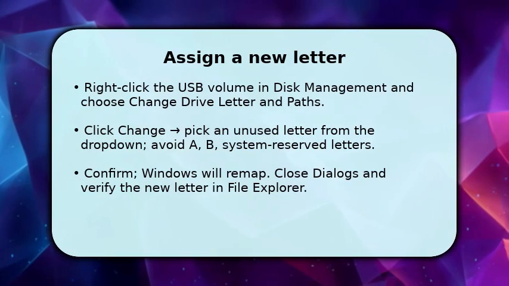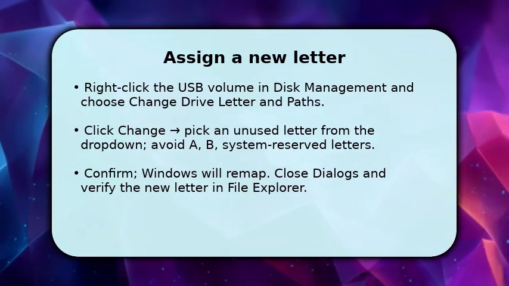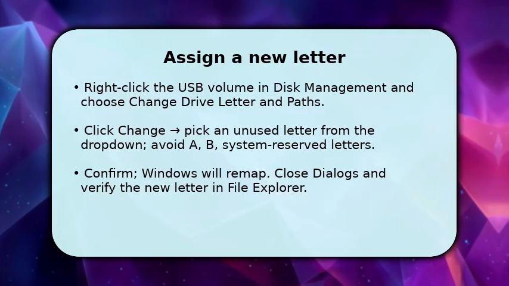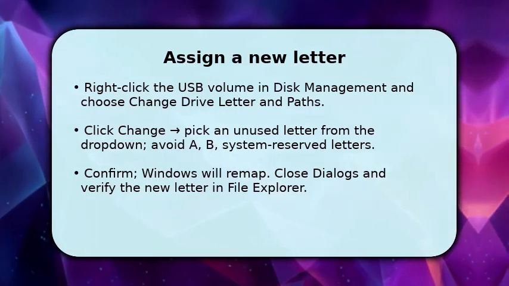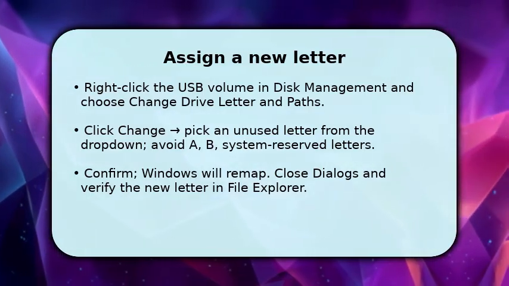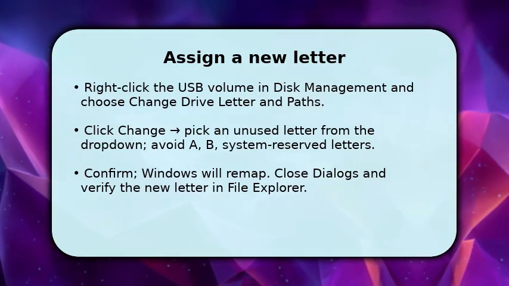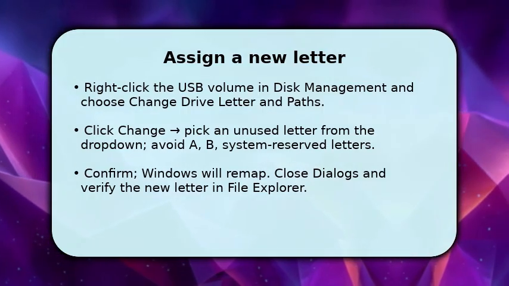You now change the letter. Right-click the USB volume and select Change Drive Letter and Paths. Once the dialog opens, click Change and pick an unused letter from the list. Choose one that won't conflict with network mappings or optical drives. After you confirm, Windows remaps the drive immediately.